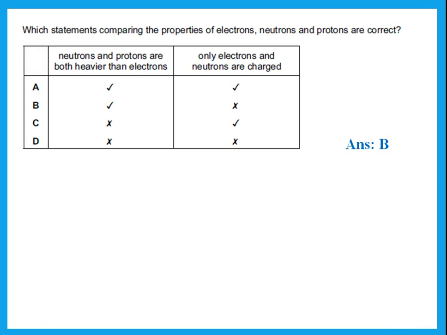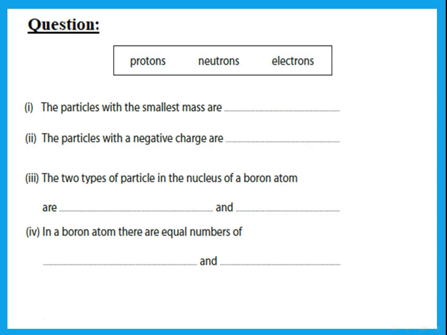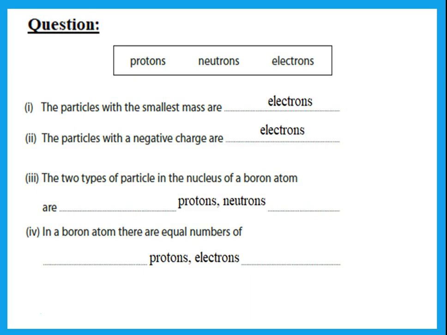Okay? Another sample question. Particles with the smallest mass are which ones? Electrons. The particles with the negative charge are electrons. The two types of particle in the nucleus of any atom. This question says boron atom, but any atom. The nucleus has protons and neutrons. In an atom, there are equal numbers of what? You should realize that in an atom, the number of protons is equal to the number of electrons.